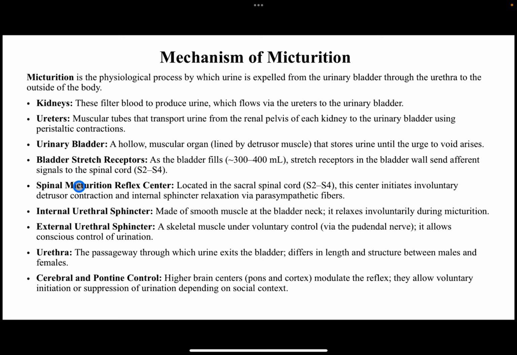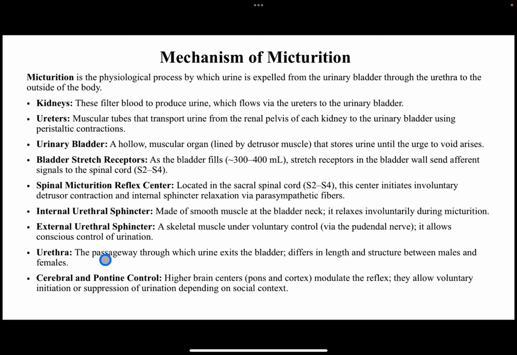Now we have what we call the spinal micturition reflex center, which is located in the sacral spinal cord, S2 to S4. This center initiates involuntary detrusor contraction and internal sphincter relaxation via the parasympathetic fibers. So the internal urethral sphincter, which is made up of smooth muscle at the bladder neck, relaxes involuntarily during micturition. Then the external urethral sphincter is made up of skeletal muscle under voluntary control via the pudendal nerves, which allows conscious control of urination.